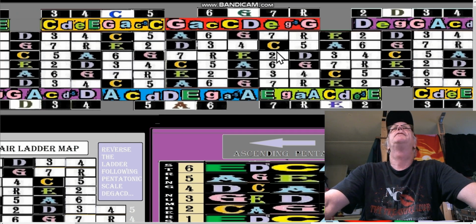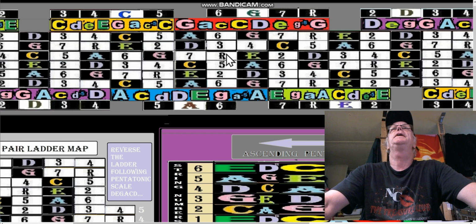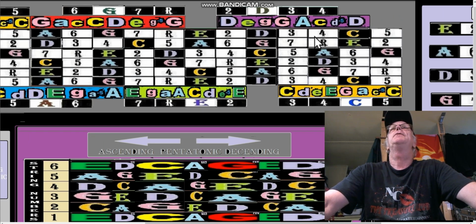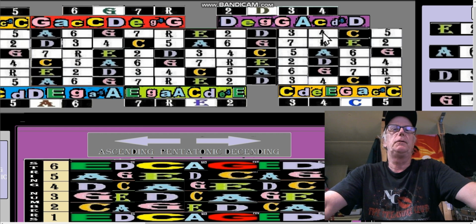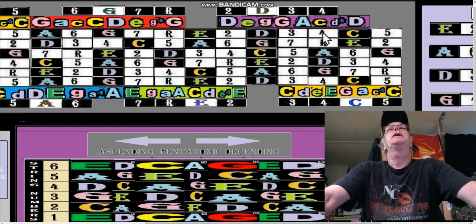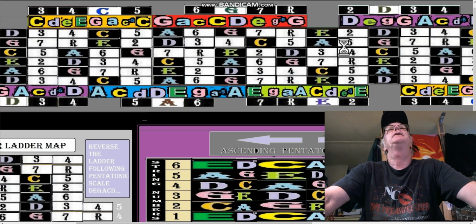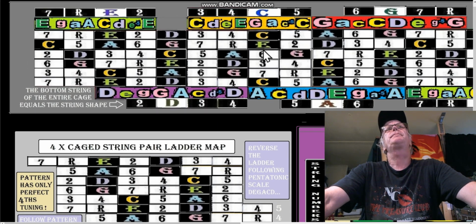But now if we find a root here on string 4, between 4 and 5 we only have a perfect third there. And then up here again between 5 and 6, we go back to a perfect fourth. So we had 4 versions of perfect fourths and 1 interval of a perfect third. So that's one of the peculiarities about the guitar.